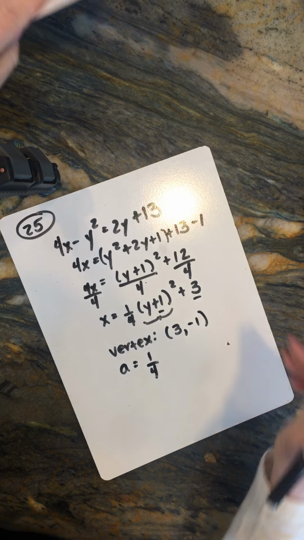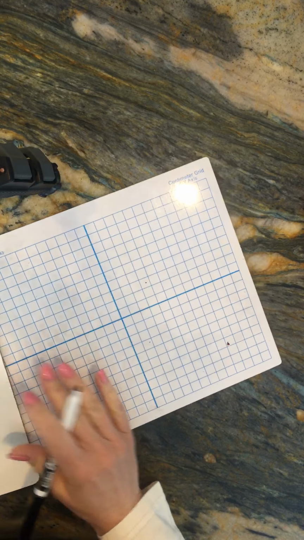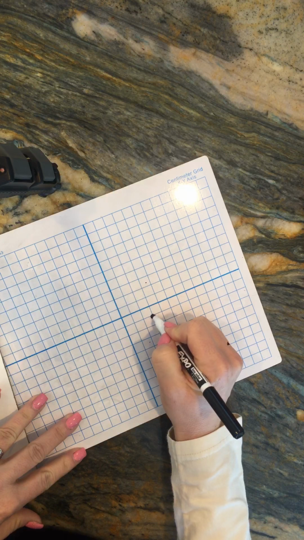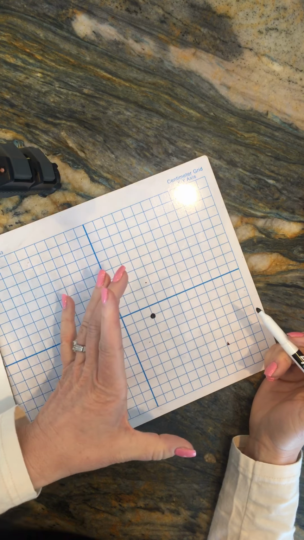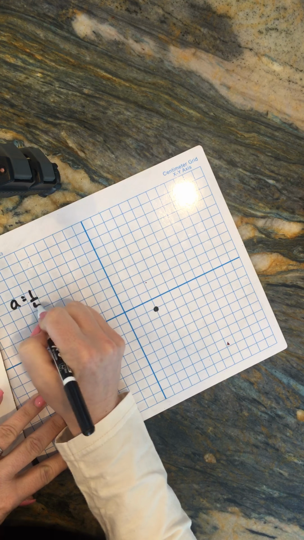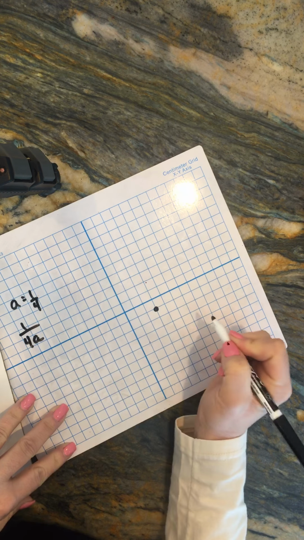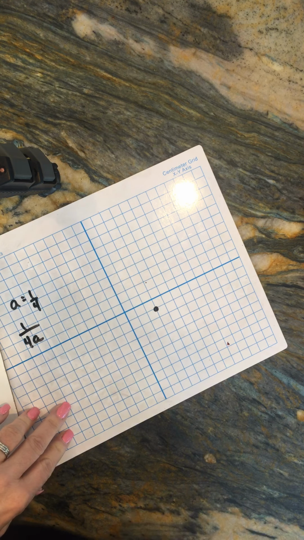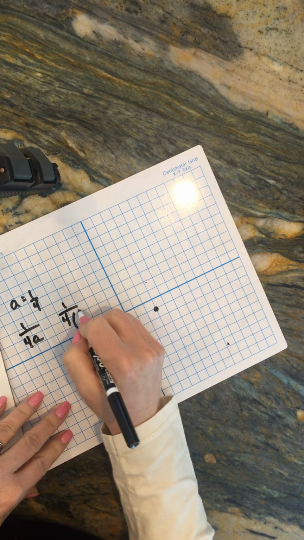So let's go ahead and graph that guy. Bring this back. We've got our vertex at over 3, 1, 2, 3, down 1. And we know that we're opening to the right. A is equal to 1/4. So that means we're doing 1/4A as our distance from the directrix to the vertex and the focus to the vertex. So we can do 1/4 times 1/4.